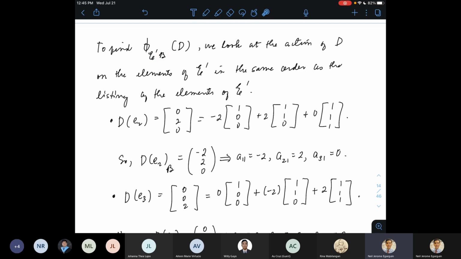Okay? And again, always the first step: look at the action of your transformation on the elements of the ordered basis for the domain in the right order.